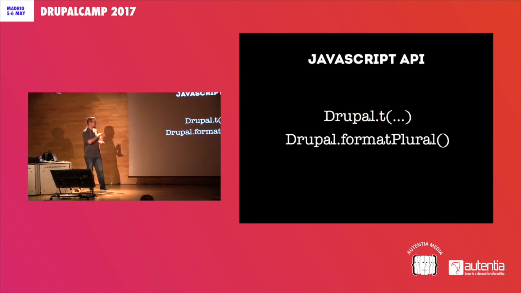So let's see in the front end what we have. In Drupal 7, we had Drupal.t and Drupal.formatPlural from JavaScript in the same way that we have for the backend. And it doesn't really change compared to Drupal 7. So in this case, it's mostly the same.